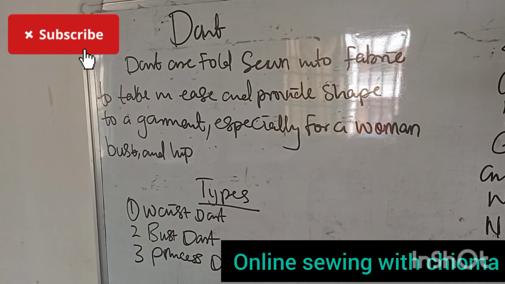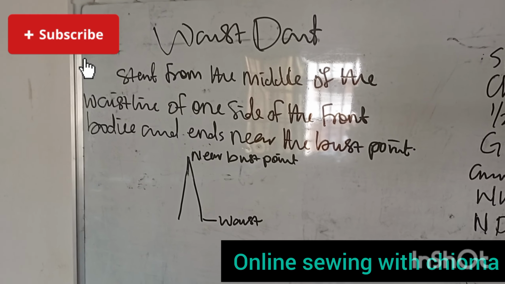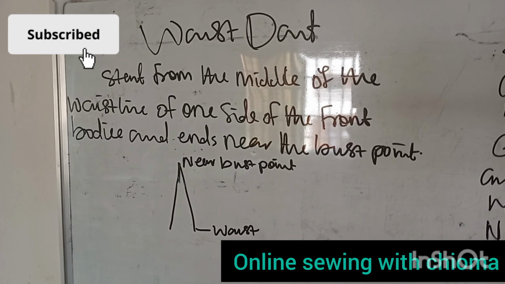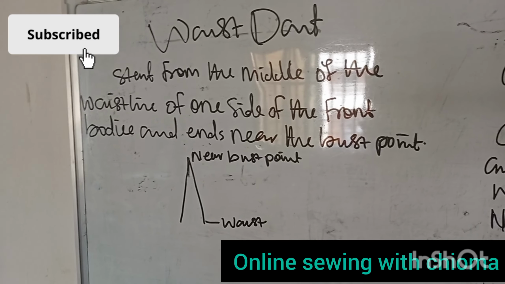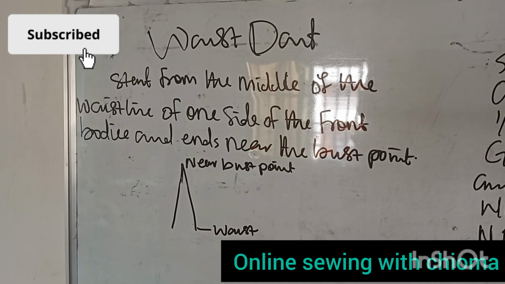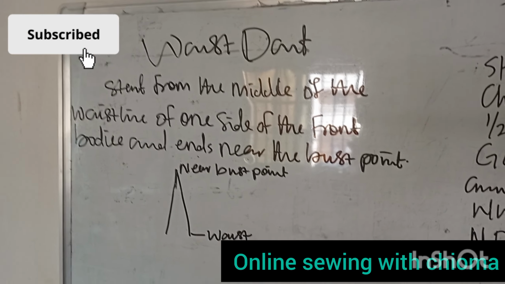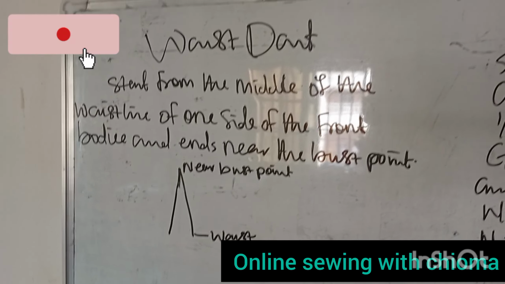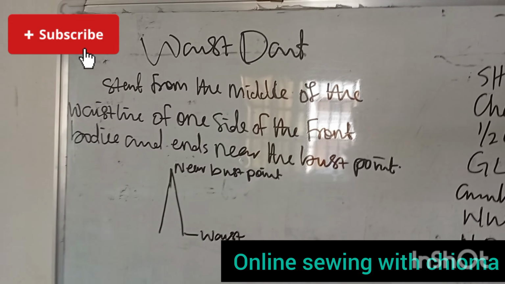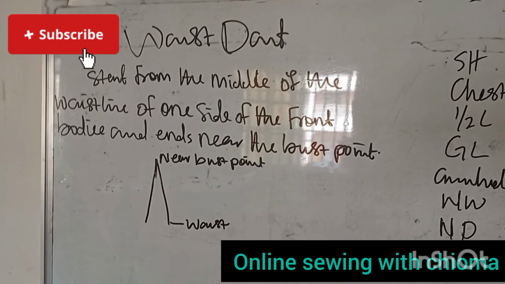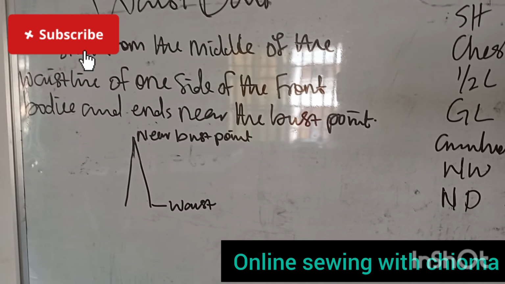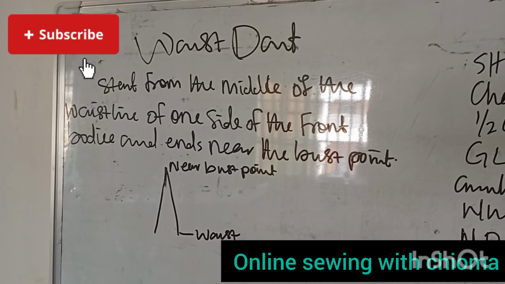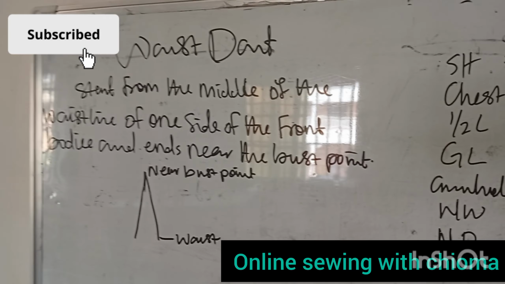Now then, the types we'll be treating are waist dart, bust dart, and princess dart. Now what is a waist dart? A waist dart starts from the middle of the waistline, your natural waist. It goes on one side of the front. Waist darts project the bust. The importance of a dart is to project shapes, places like the bust and the hip. It tightens the waist to project the hip and bust.